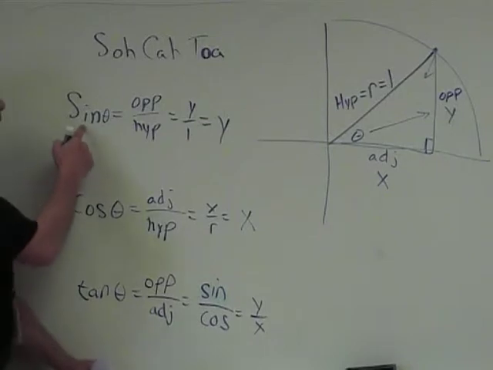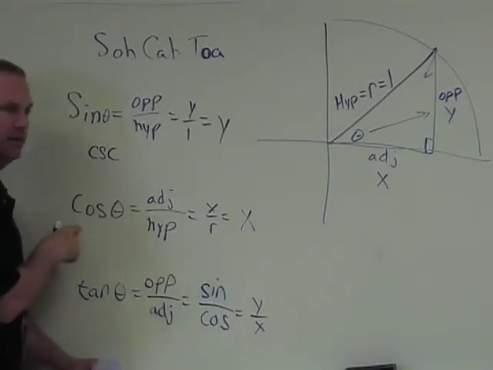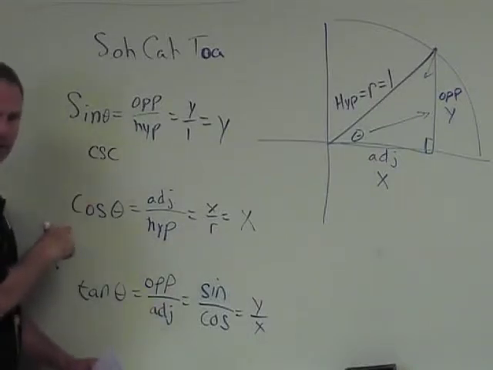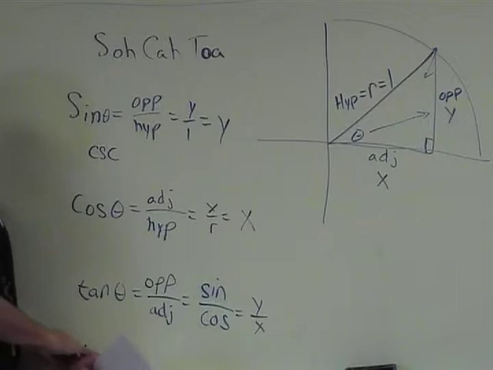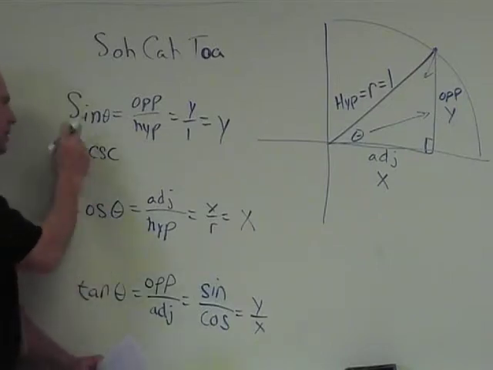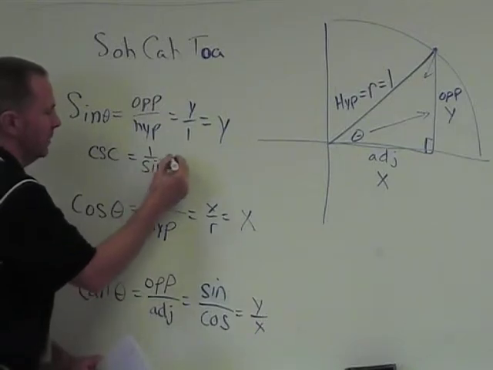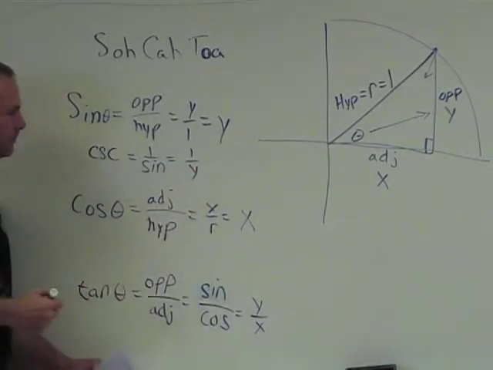What goes hand in hand with sine is the cosecant. It doesn't go with the cosine. Cosecant does not go with cosine. It goes with the sine. So that's how you can remember. A lot of times we're going to say, well, cosecant goes with cosine because it starts the same. It has nothing to do with it. Cosecant goes with the sine. And that is 1 over sine. It is the reciprocal of what you have for the sine. Or in this case, 1 over y.